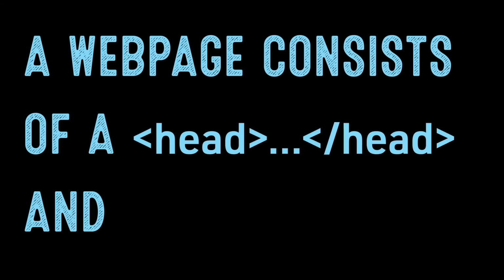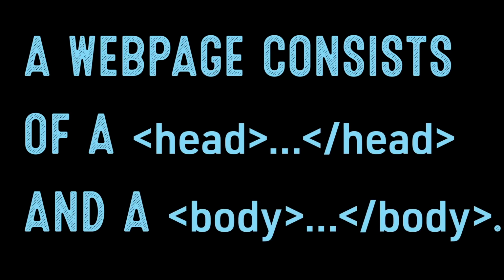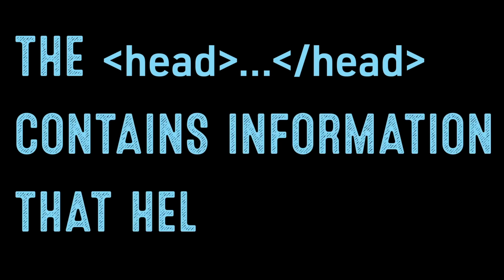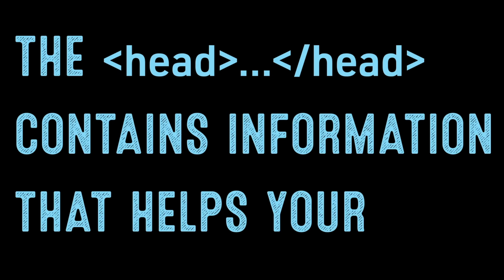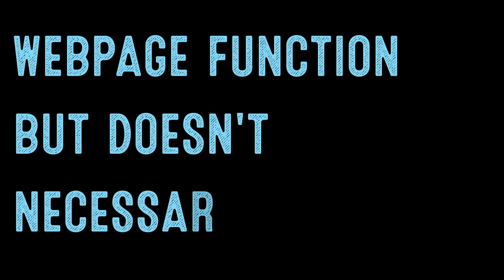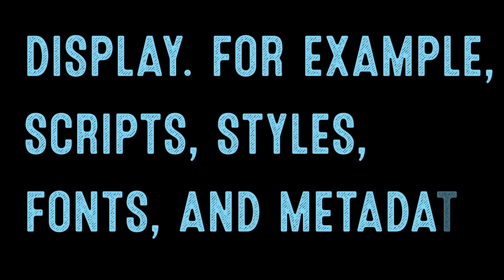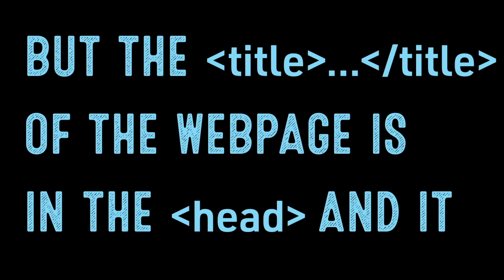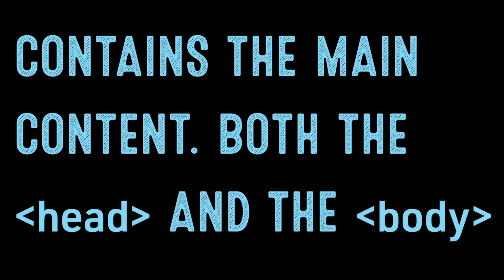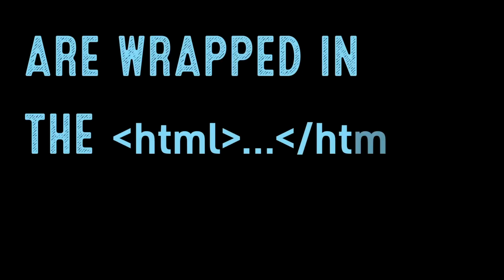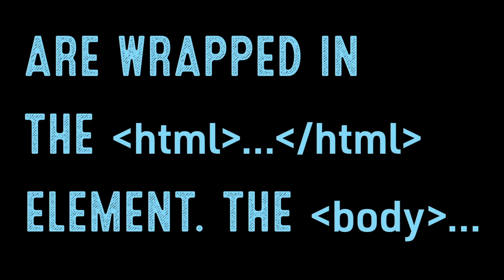A web page consists of a head and a body. The head contains information that helps your web page function but doesn't necessarily visually display. For example, any scripts, styles, fonts, and metadata. But the title of the web page is in the head and it displays on the browser tab. The body contains the main content. Both the head and the body are wrapped in the HTML element.